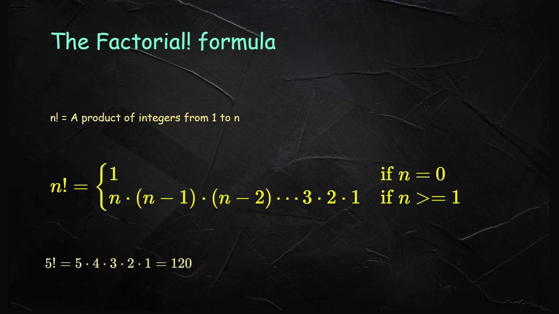In mathematical notation, for any integer n greater than or equal to 0, n factorial will be 1 if n is equal to 0, and will be n multiplied by n minus 1 multiplied by n minus 2 all the way to 1 if n is greater than 0. For example, 5 factorial is equal to 5 multiplied by 4 multiplied by 3 multiplied by 2 multiplied by 1, which is equal to 120.